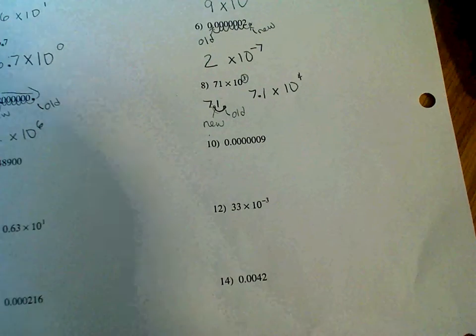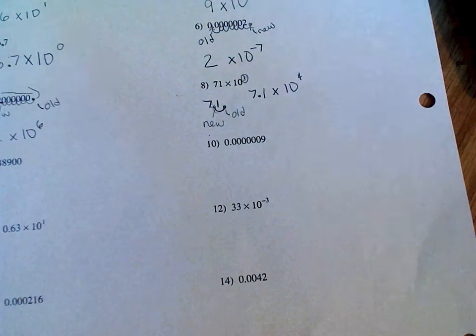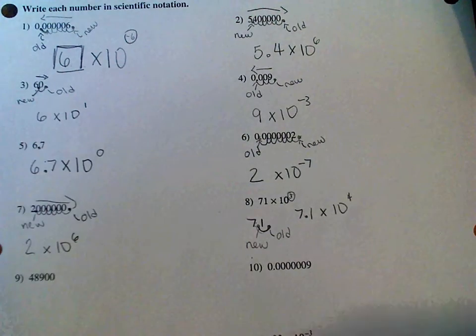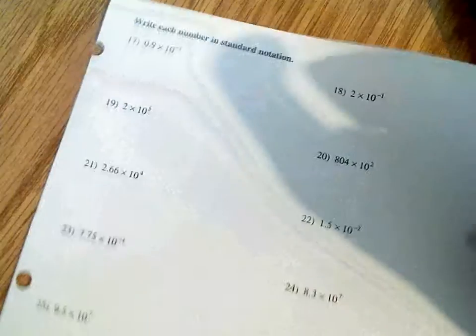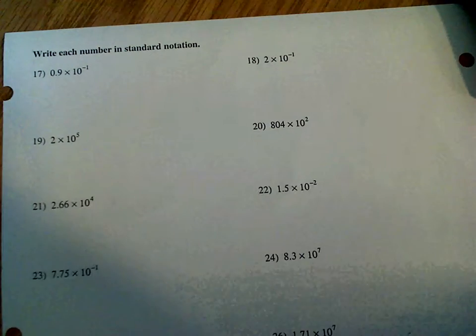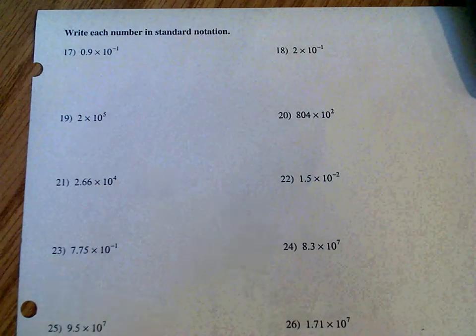Okay. All right, so the rest of these you guys can try on your own. I did the first 8 with you, so just try number 9 through 16. Now let's flip over to the back. Okay, and we're just going to put these numbers in standard notation. So all of these are in scientific notation. We're going to take them out of scientific notation.